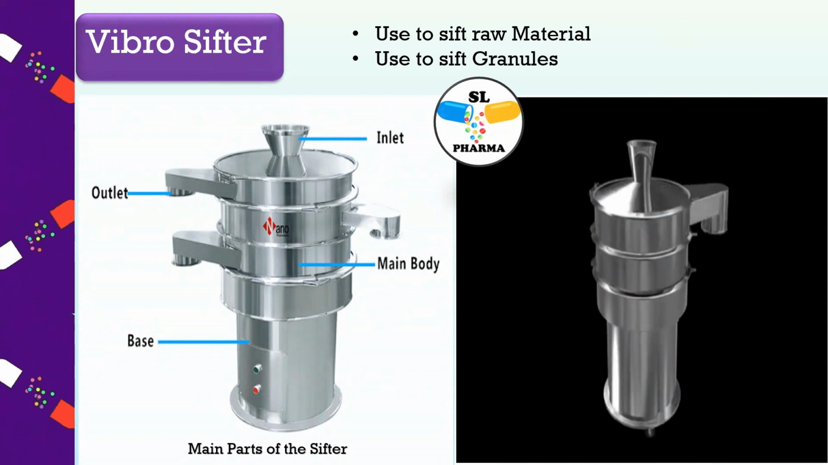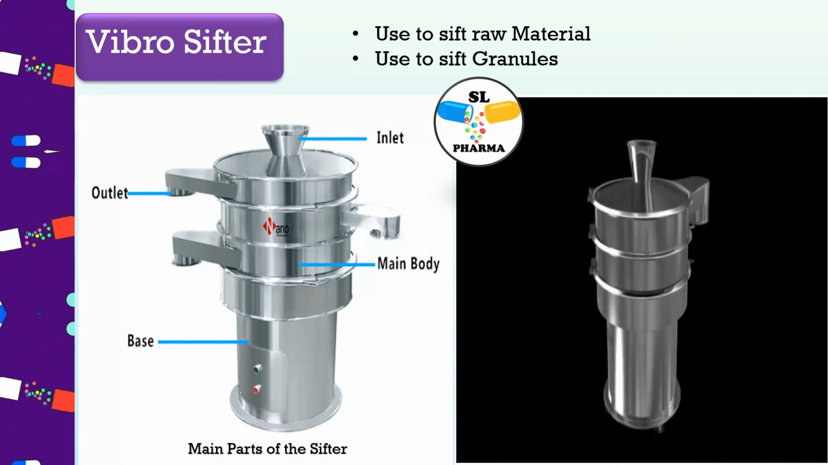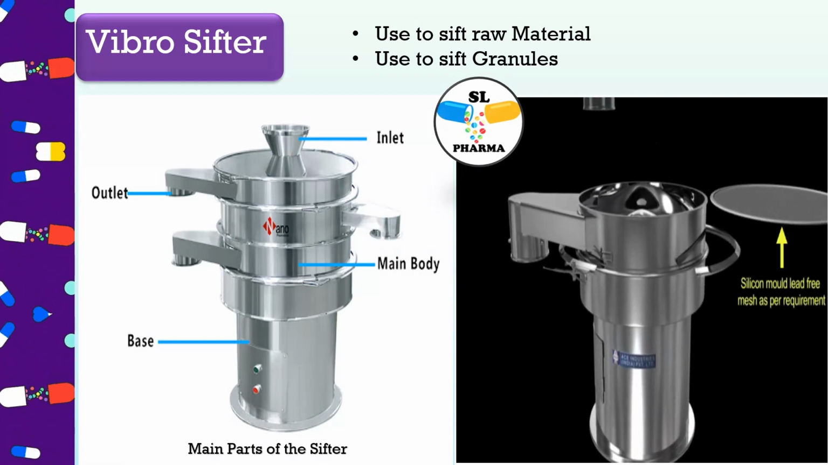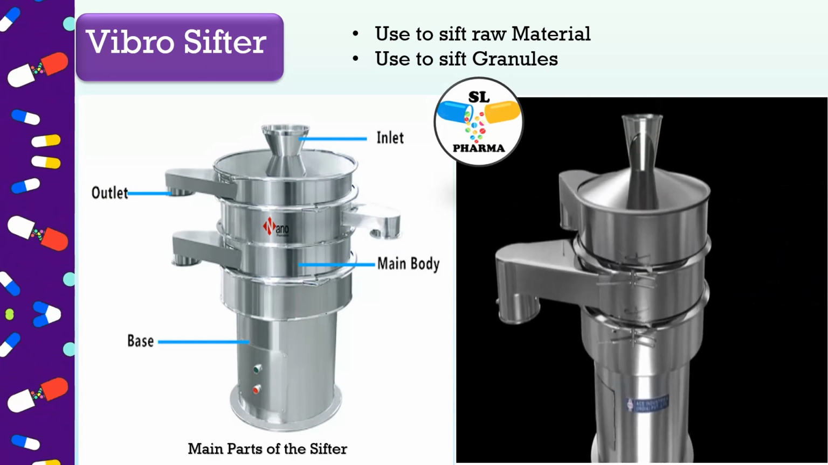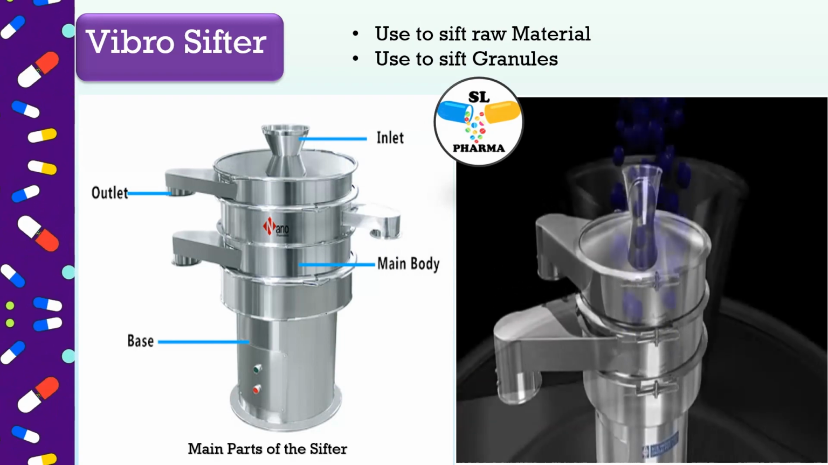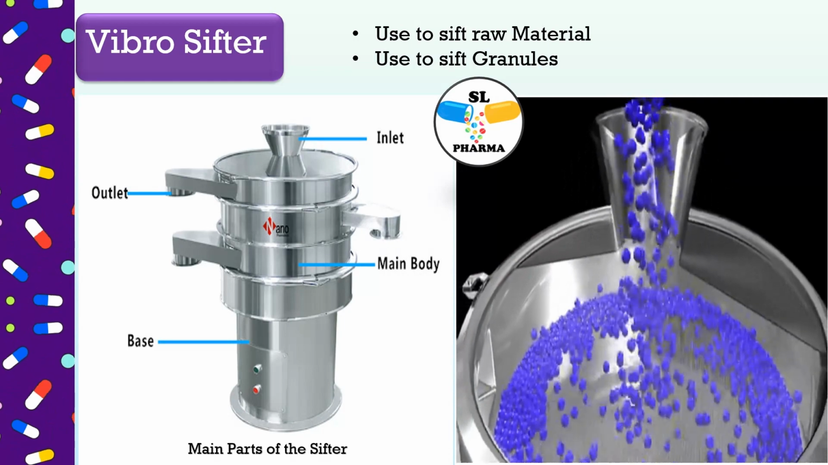A Vibro sifter, also known as a Vibro screen or vibrating screen, is a versatile machine used for the separation, grading, and sizing of powders and granular materials. It operates by imparting a vibratory motion to the screening surface, which helps to separate and classify particles based on size. There are several steps to operate Vibro sifters.